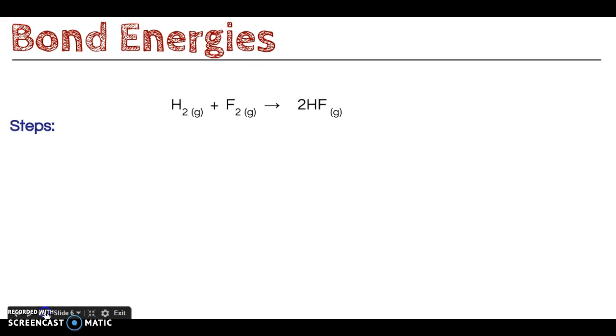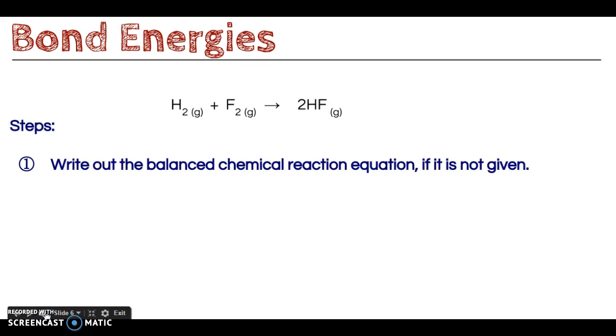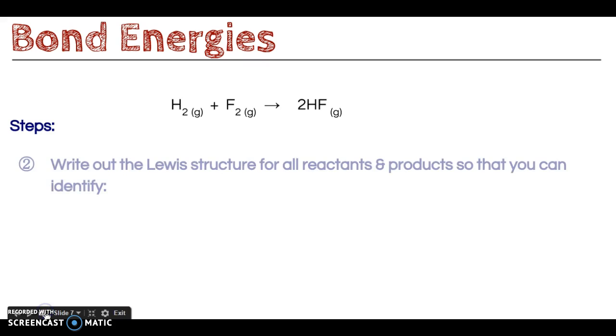So the first thing I always want to do is write out a balanced chemical reaction equation if it's not given, but in this case it is. So the next thing I want to do is make sure that I take a really good look at what the structure is of the reactant and products.